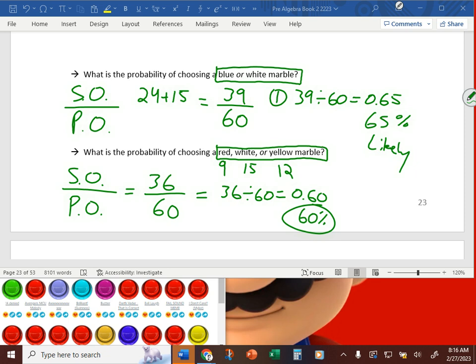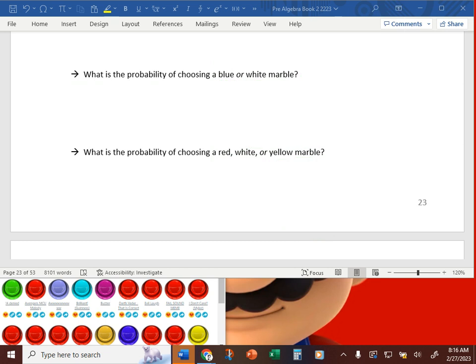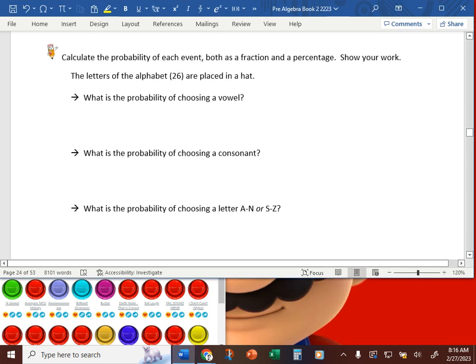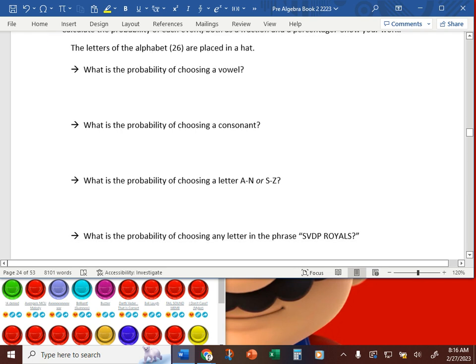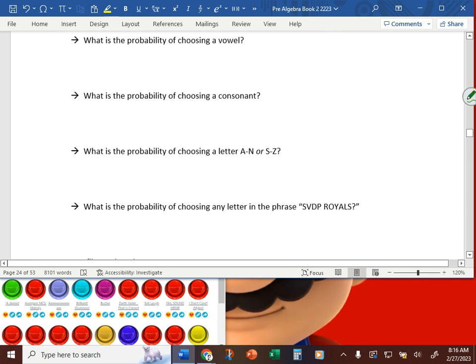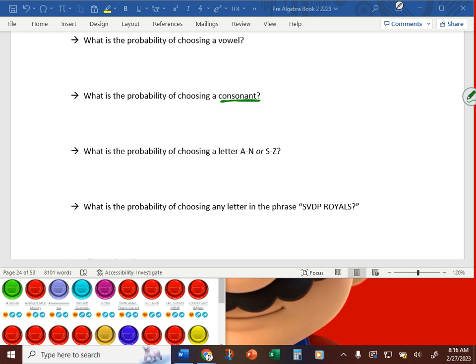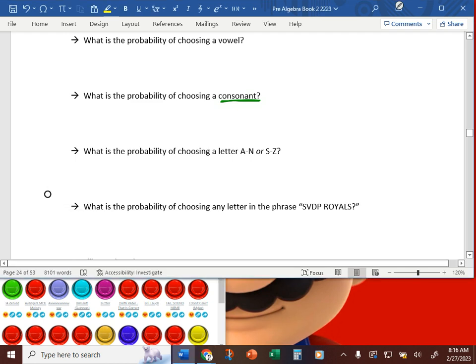Okay, looking at the second page. Any of these that look like they might be worth our time? Calculate the probability of each event, both as a fraction and a percentage. Show your work. We've got letters of the alphabet, the probability of choosing a vowel, the probability of choosing a consonant. Every year I get questions, what is a consonant? Any letter that's not a vowel, right? So if it's not a vowel, A, E, I, O, or U, then it is a consonant.